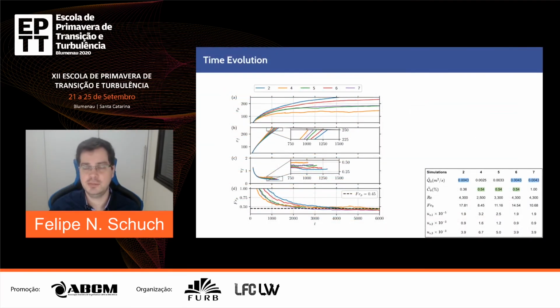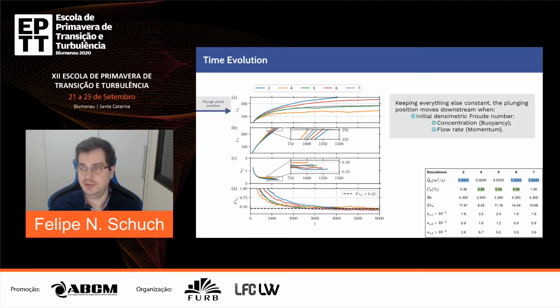So this figure shows the time evolution of the plunge position. Then we see that keeping everything else constant, the plunge position moves downstream when we increase the sediment Froude number, which means decreased concentration or increased flow rate. Then we see front position and front velocity, and the cases that present the plunge upstream produce higher front velocities because it accelerates the flow earlier. And then the sediment Froude number at the plunge point, where we can see all cases converging to 0.45, in agreement with many references from the literature.